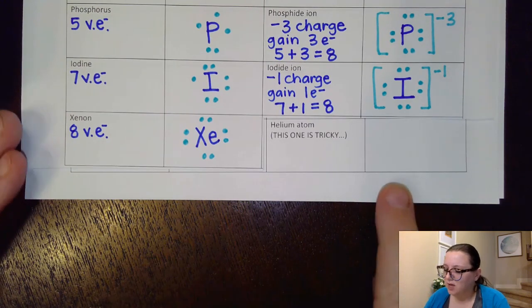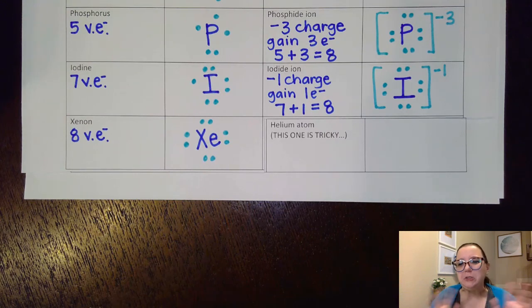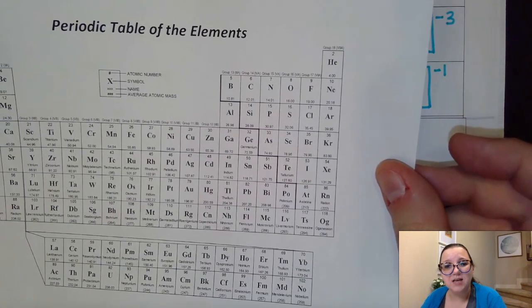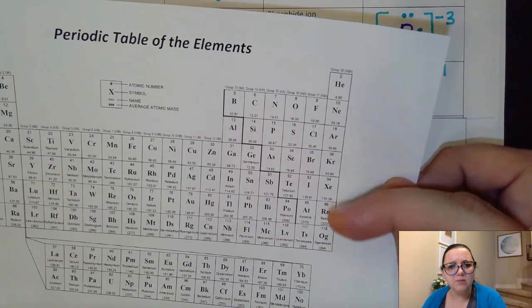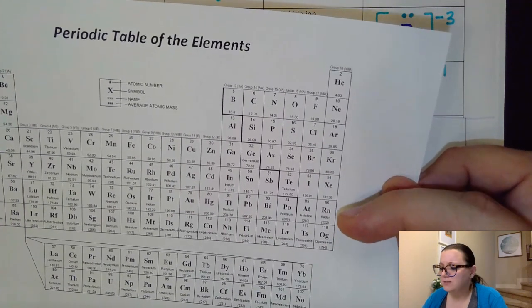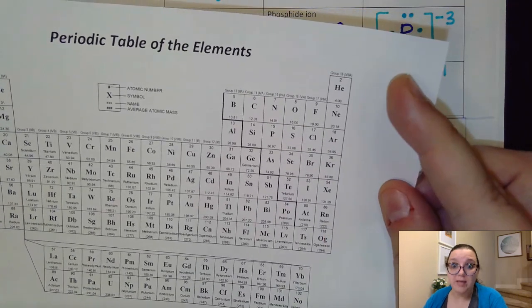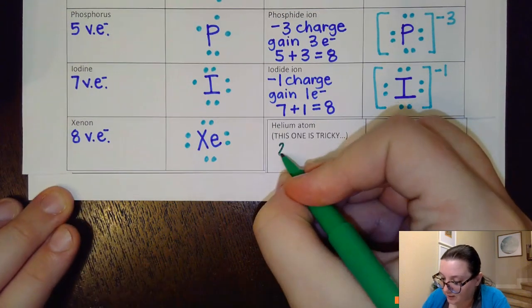So now let's talk about this helium atom because this one always gets people and it looks a little different than, say, the other atoms did. First off, helium is in group 18, but remember, it's a lot smaller than the other elements in group 18. So instead of having 8 valence electrons, helium only has 2 electrons to begin with. So first off, I'm only going to show 2 electrons here.